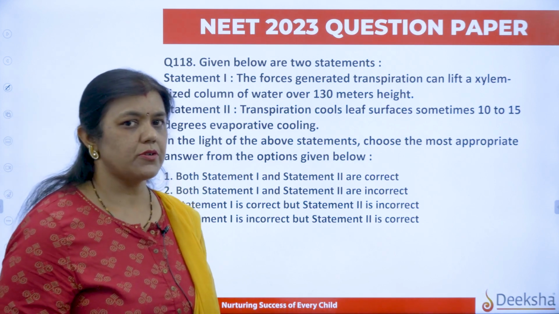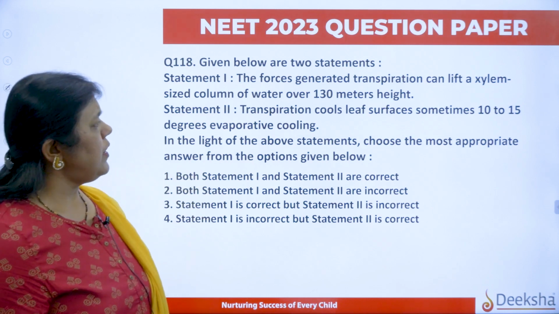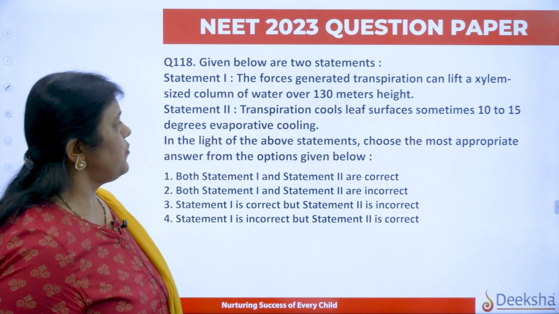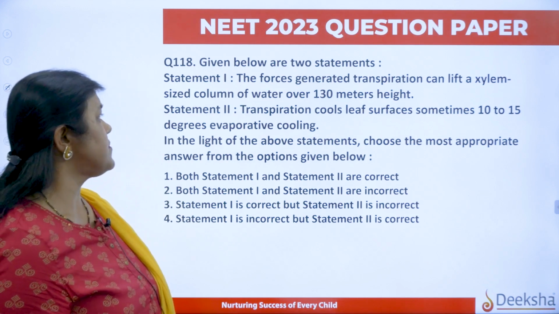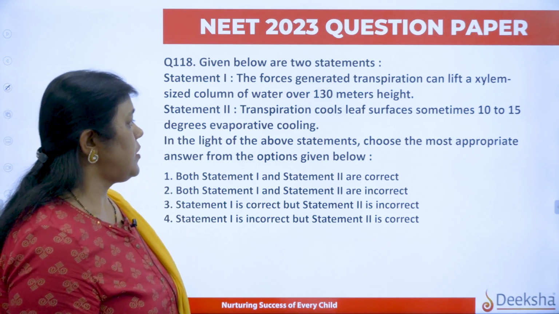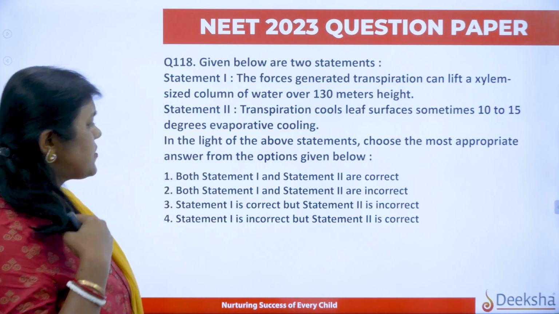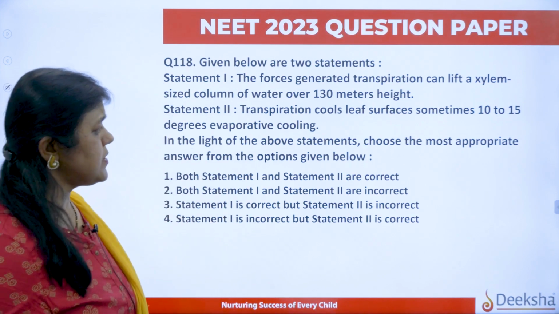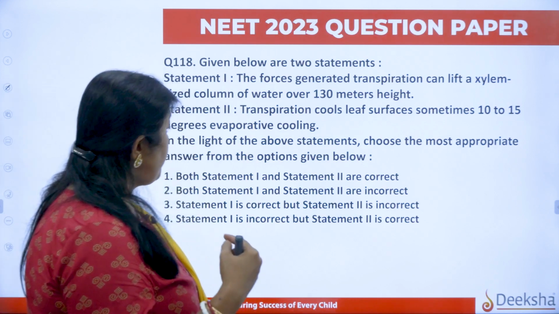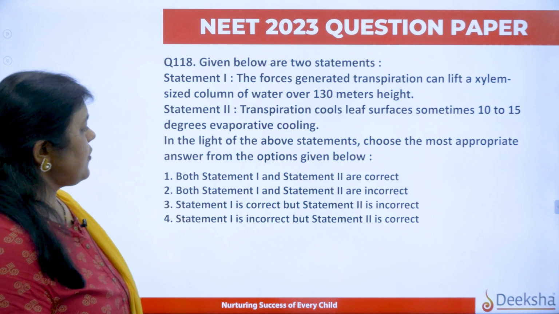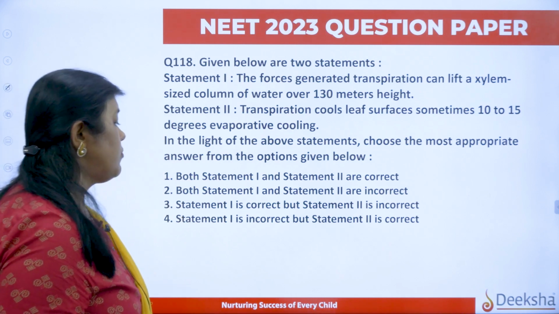Again, a statement based question. Let's read the question first. Given below are two statements. Statement 1: the forces generated by transpiration can lift a xylem-sized column of water over 130 meters of height. Statement 2 says that transpiration cools the leaf surface, sometimes 10 to 15 degrees, by evaporative cooling. In the light of the above statements, choose the most appropriate answer from the options given.